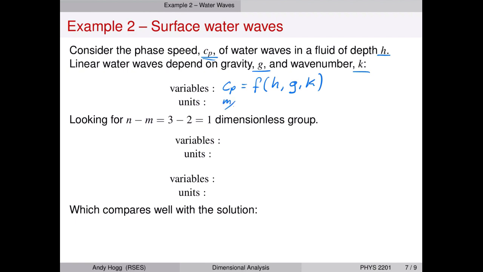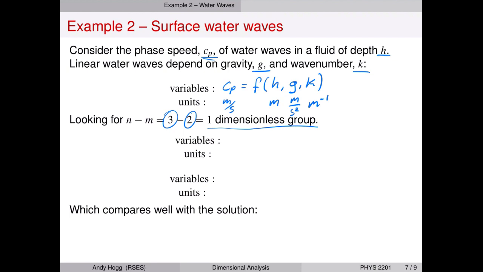The units of Cp are in metres per second. The units of h is in metres, g is metres per second squared, and k is in inverse metres. So on the right-hand side, we have n equals 3 variables and m equals 2 independent quantities, meaning that we expect just one dimensionless group here.